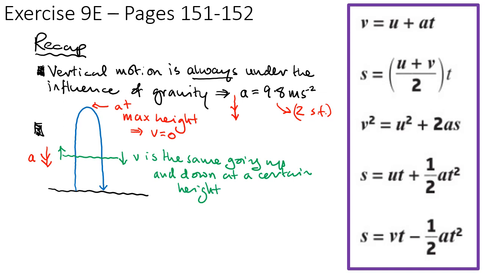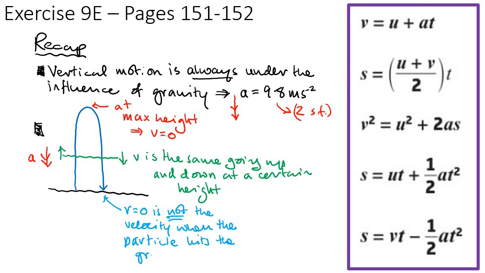Also, don't make the mistake of saying that V is 0 here. V equals 0 is not the velocity when the particle hits the ground, particle, ball, or whatever it is. That will be the velocity after it hits the ground, but that's got nothing to do with SUVAT. That's the fact that the ground was there and it stopped it from moving.